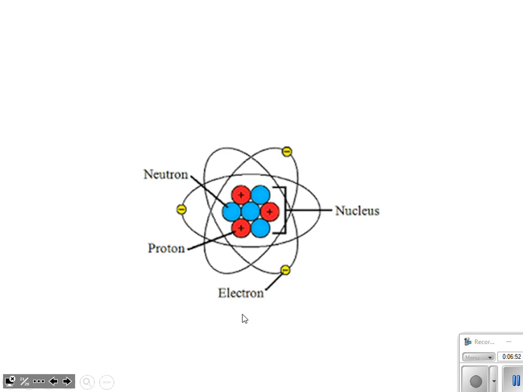Now, does it matter how many neutrons are there? No. If it has 3 protons, it would be lithium. What if I had an element that added 1 more proton? Would that be lithium? No. That would be beryllium. So, the atomic number is the number of protons.